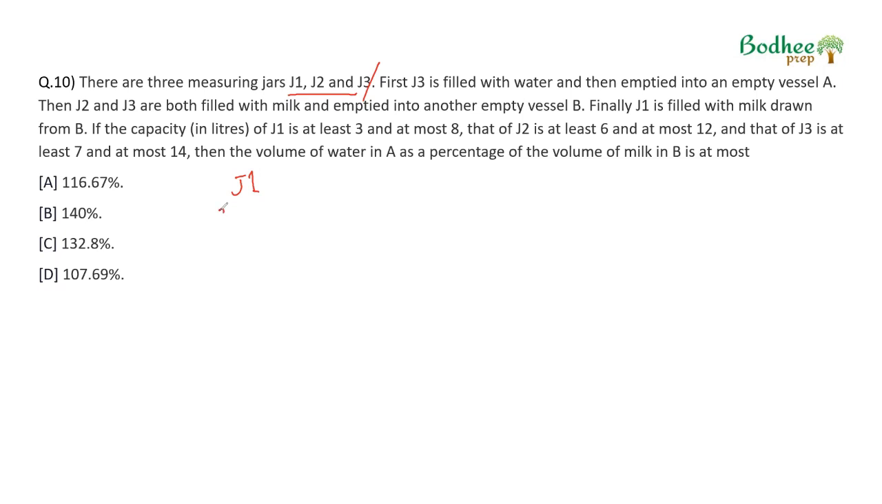If the capacity of J1 lies between 3 to 8, at least 3, at most 8, both inclusive. J2 is at least 6, at most 12. J3 is at least 7, at most 14. Suppose the exact quantities of J1, J2, J3 are A, B, C.